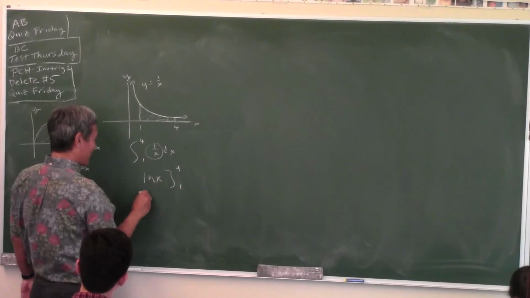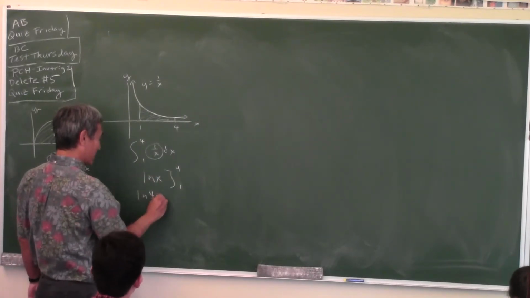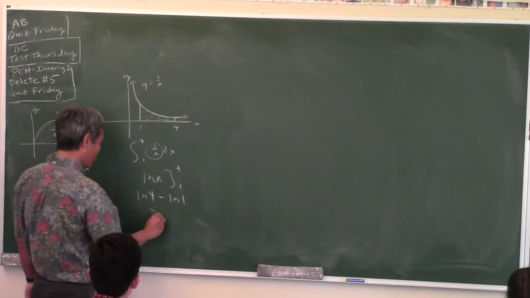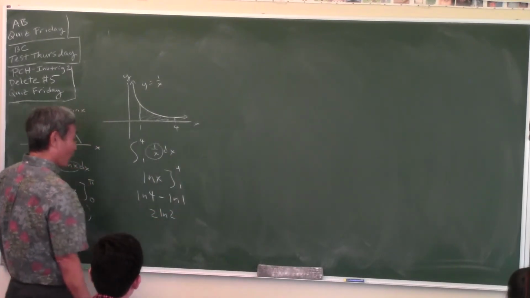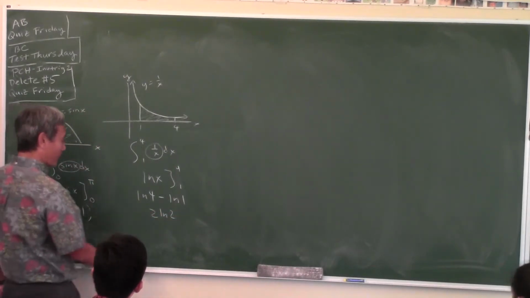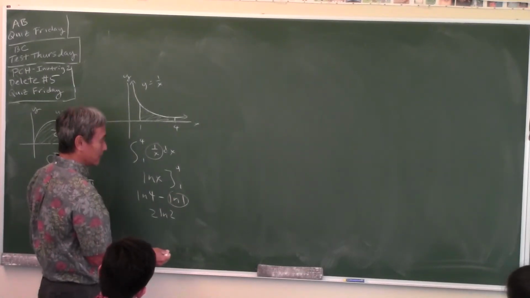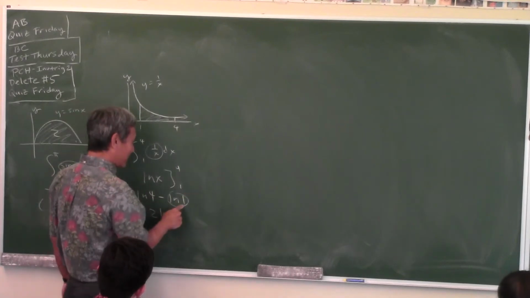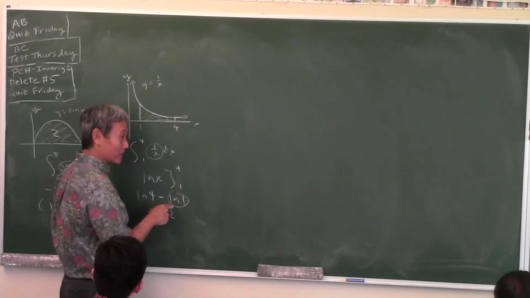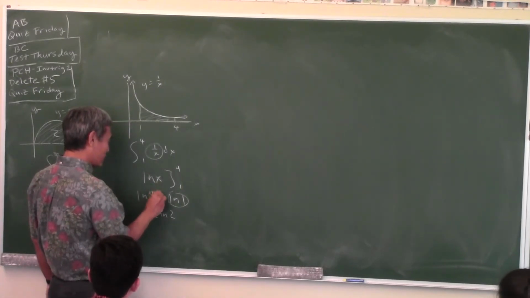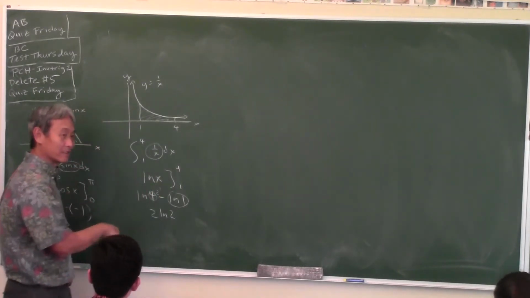Plug in the top number, natural log 4. Plug in the bottom number, natural log 1. So what's the final answer? First of all, natural log 1 is 0, because e to the what power equals 1? 0. And then isn't 4 the same thing as 2 squared? So you can put the 2 in the front.